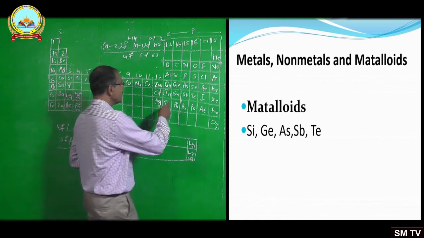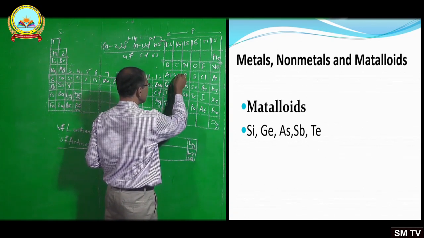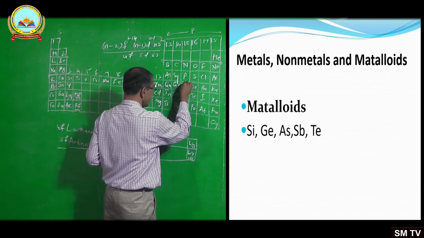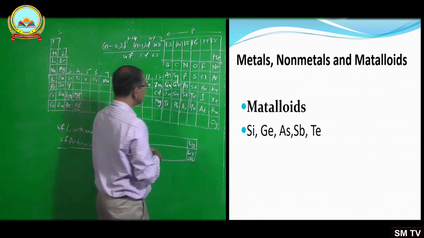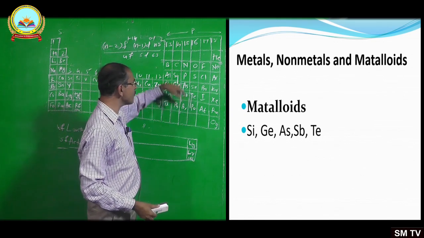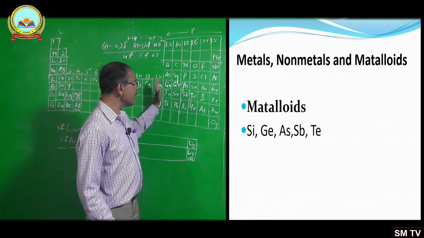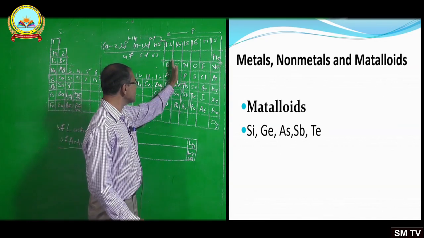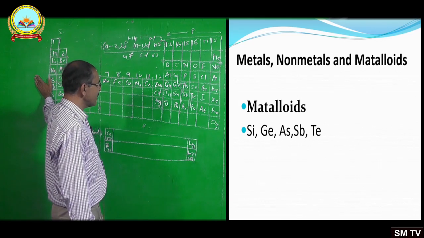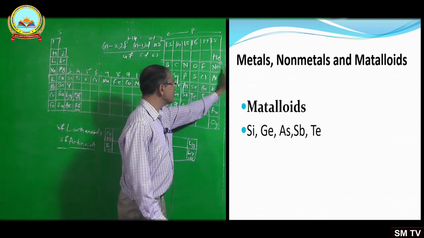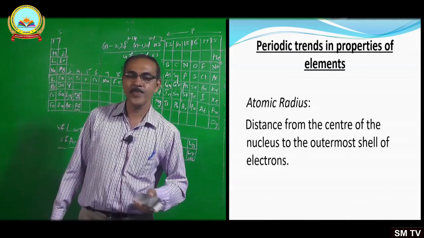Metalloids: see the zigzag line which runs down from silicon to germanium, arsenic, antimony, then tellurium. This zigzag line separates metals and non-metals. Whatever elements come on this side, they are metals. The elements which come on the other side, they are non-metals.